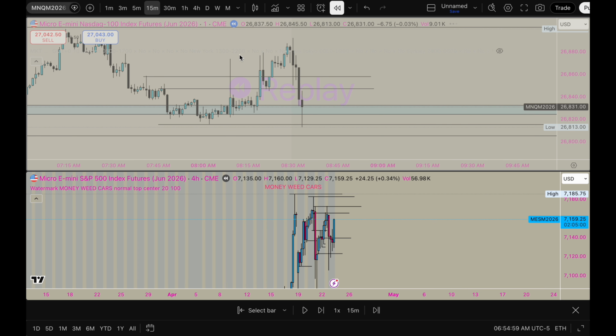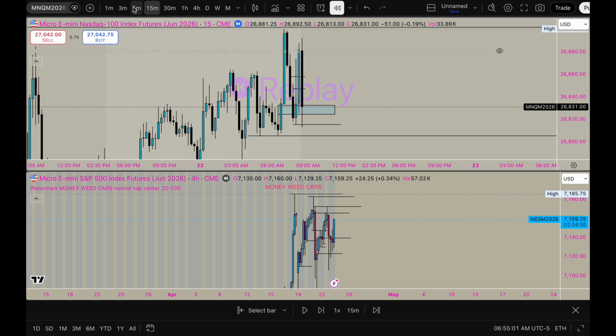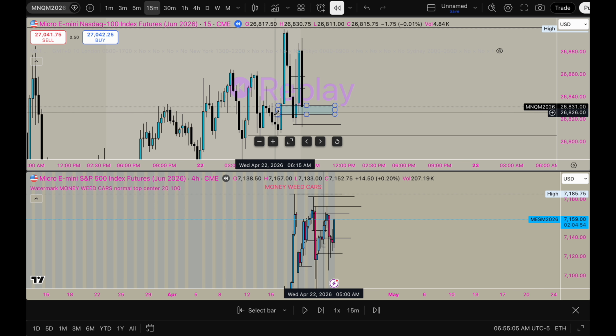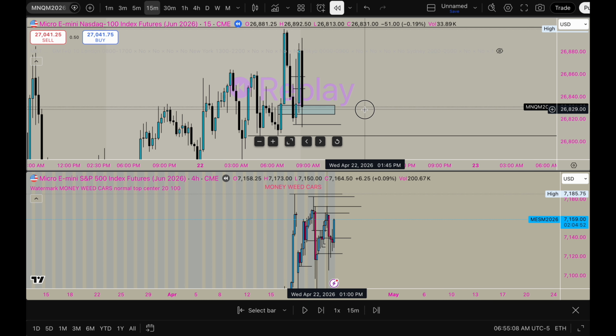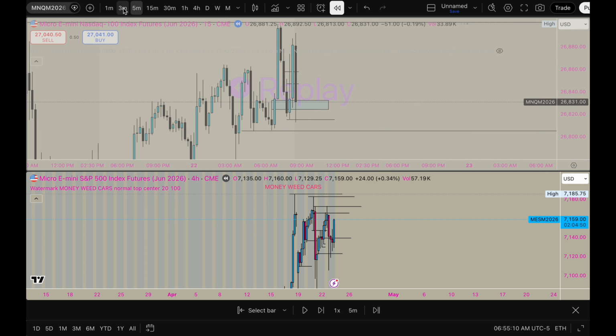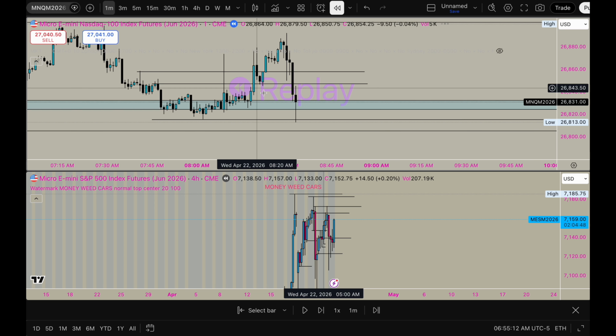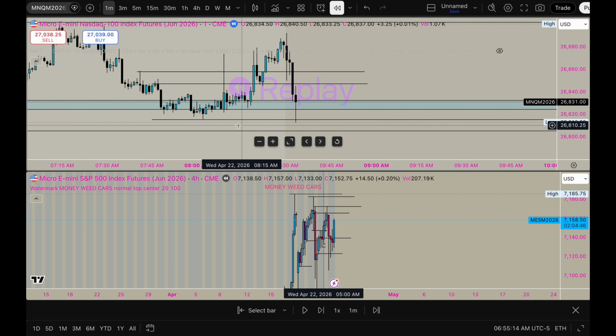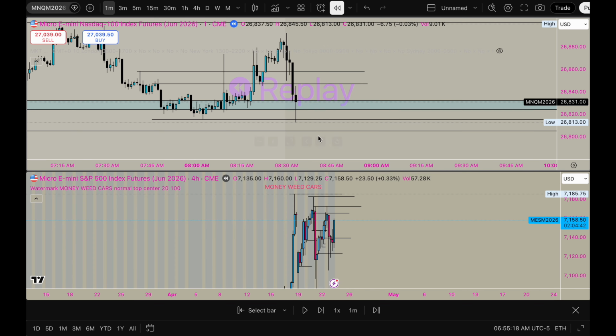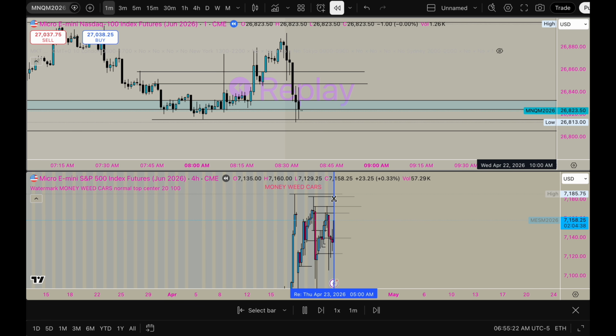Okay, right here, I just realized that I cannot go back into replay mode on MNQ and MES at the same time to show SMT. But I'm going to try my best to explain how it looks. It's going to be the same in real time. It's just, I don't know, TradingView just isn't letting me do both at the same time.